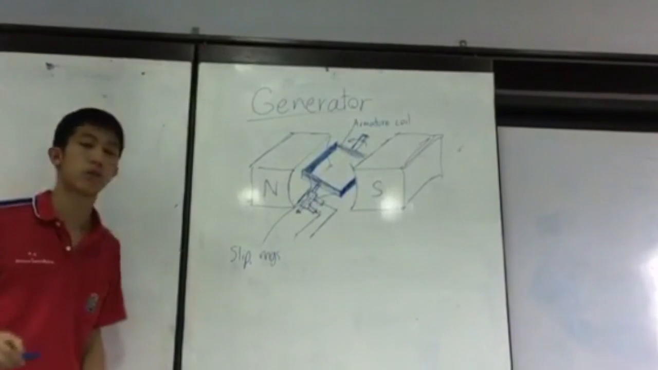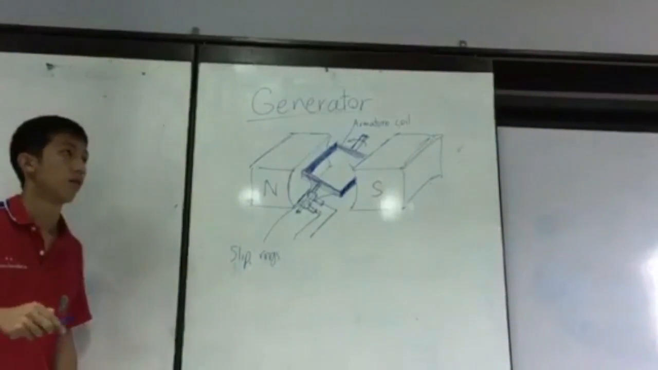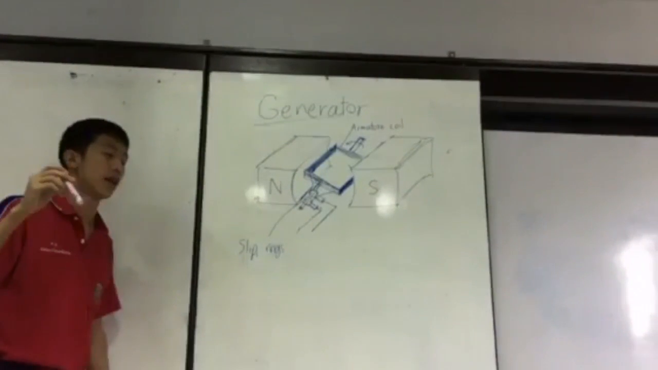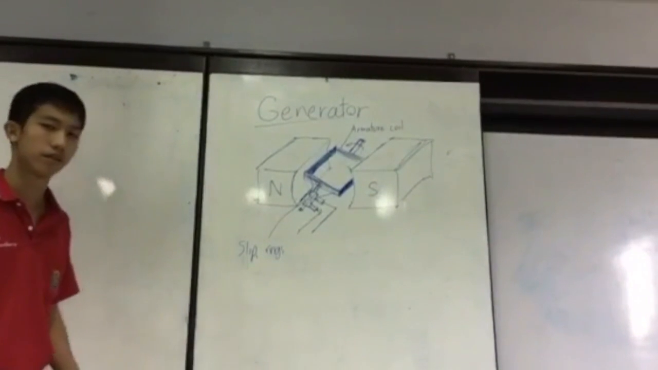The first generator was produced by Faraday. The device is called Faraday's disk. It was produced in 1833. That's it.